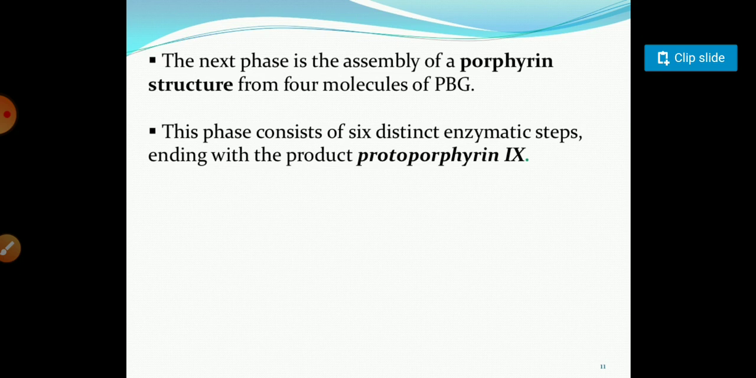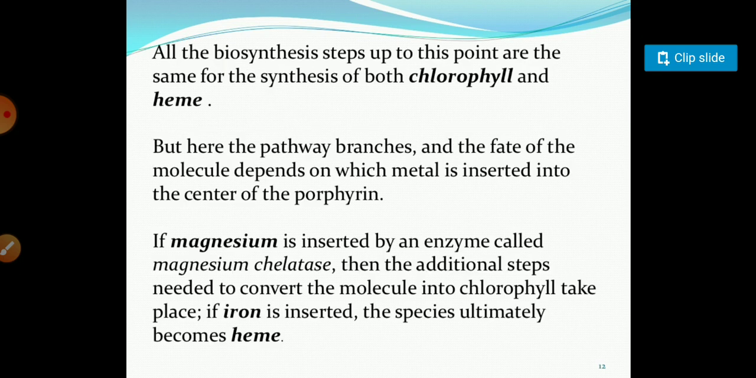This phase contains 6 distinct enzymatic steps. All these steps are the same for the synthesis of both chlorophyll and heme. But here the pathway branches, and the final molecule depends on which metal is inserted at the center of the porphyrin. Magnesium is inserted by the enzyme magnesium chelatase, and an additional step is needed to convert the molecule into chlorophyll. If iron is inserted, the species ultimately becomes a heme.